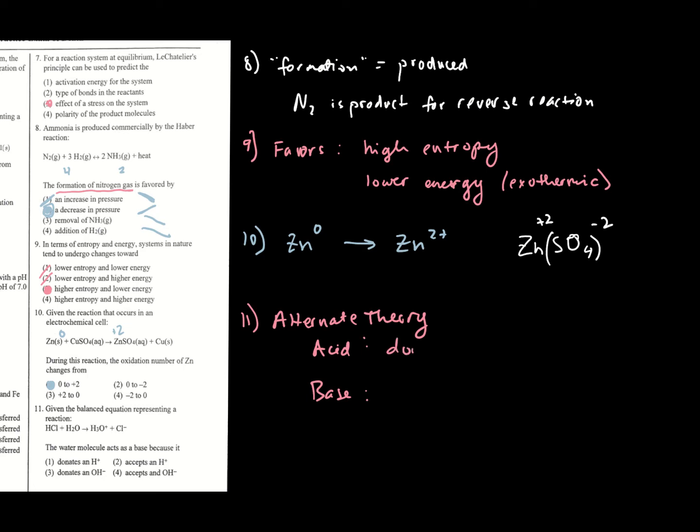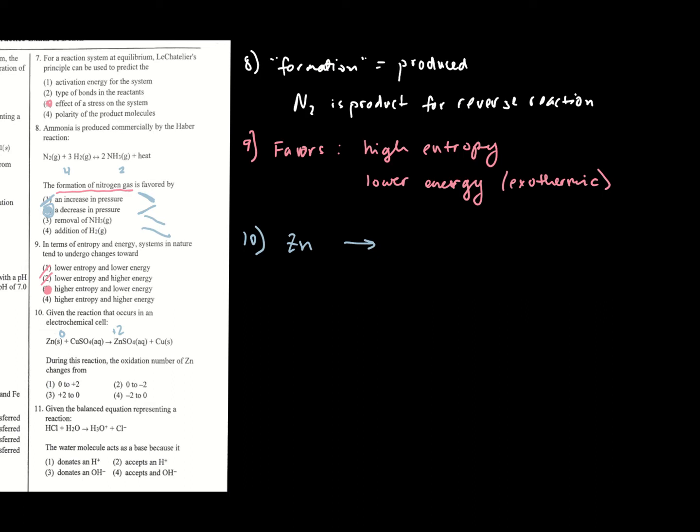So the acid donates the proton, base accepts the proton. So in this case, if water acts as a base, it's because it accepts H+. If you mention anything with OH- with base, then you're thinking Arrhenius theory, and that's something to also remember, to be able to differentiate alternate theory versus Arrhenius theory.